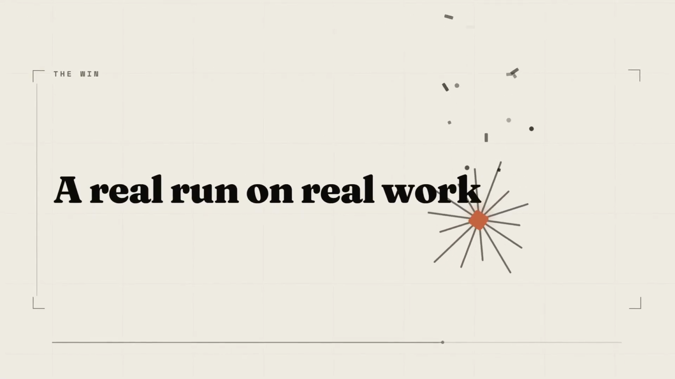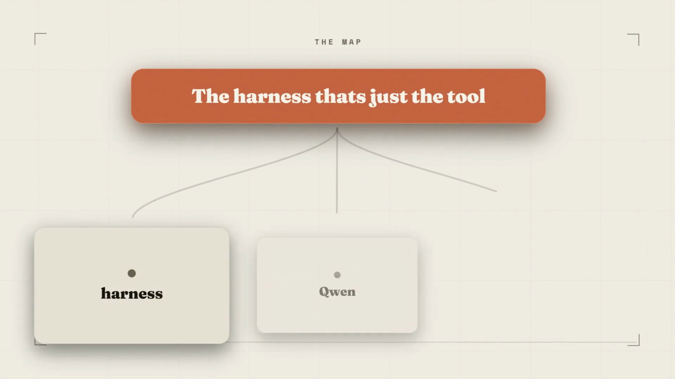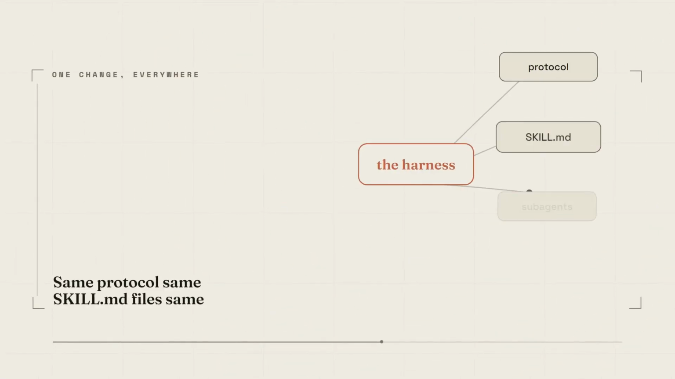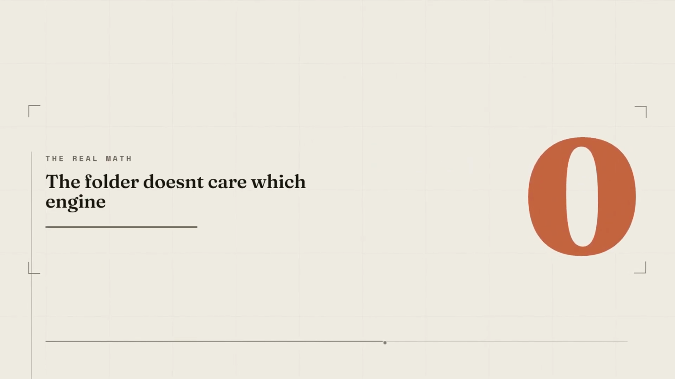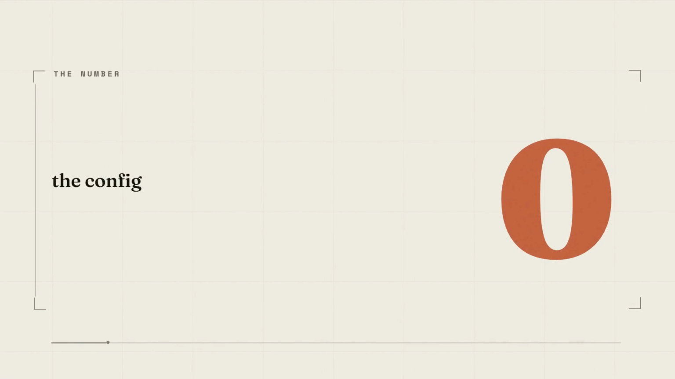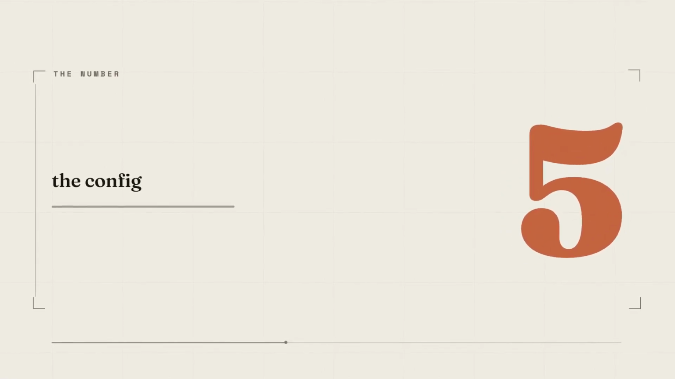The harness, that is just the tool wrapping around the model, is talking to Qwen the same way it talks to Opus. Same protocol, same skill.md files, same subagents firing. The folder does not care which engine is behind it. That is the drop-in promise, and it is real. Qwen Cloud actually ships a first-party Claude Code integration in their own docs, so this is not some hack. And the config that makes it happen is 5 lines, one of which I got wrong twice before it clicked.